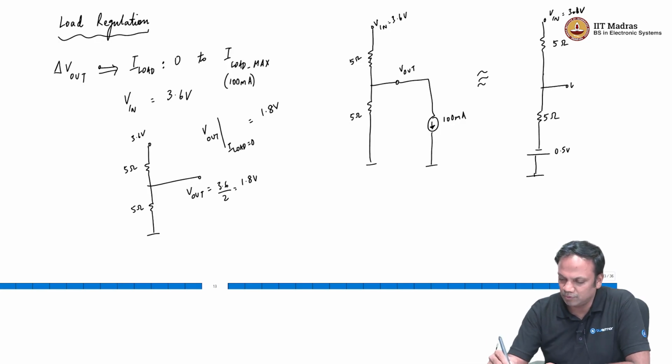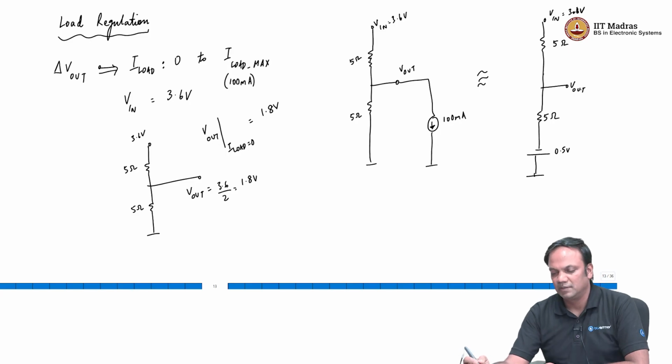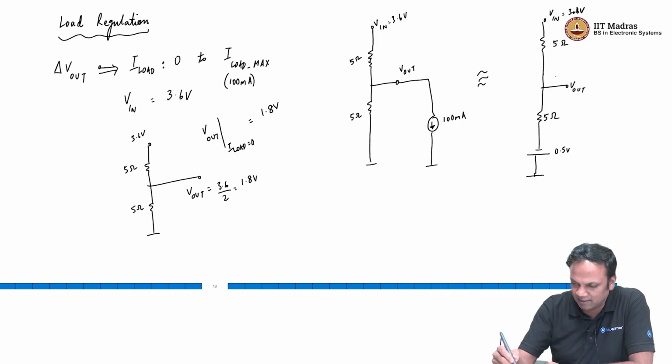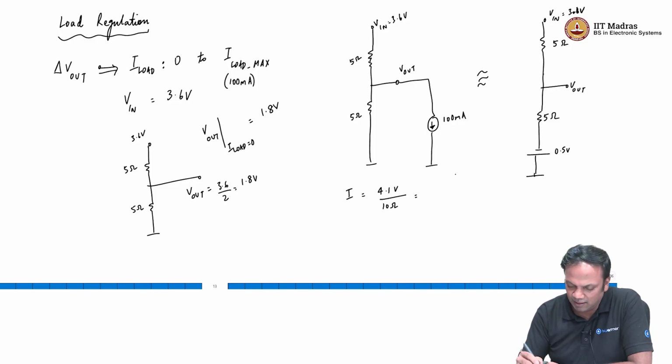This is V out, right. So, now the voltage between the two resistors, so between this point on the top and this point is now 3.6 plus 0.5. So, we have the current flowing through these 5 ohm resistors, I, is 4.1 volt divided by 10 ohm, which is 410 milliamp.